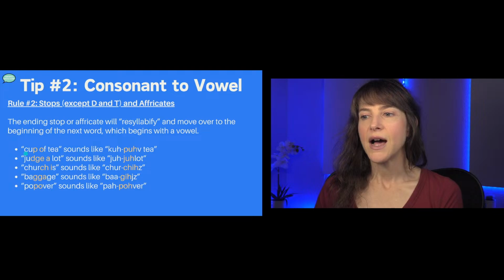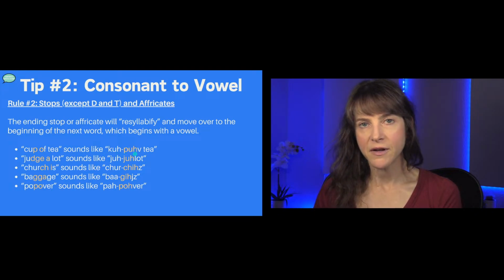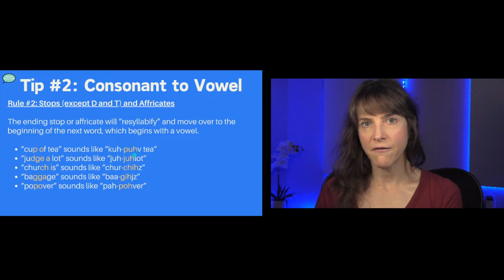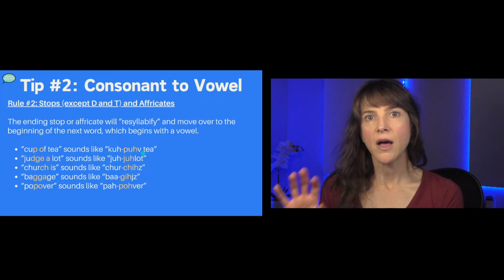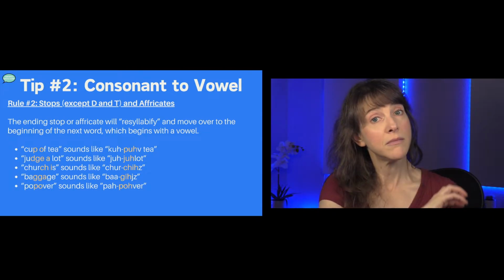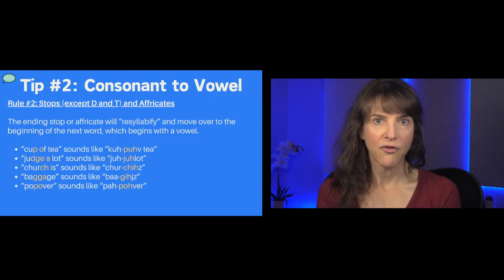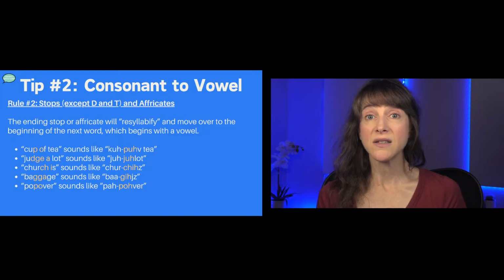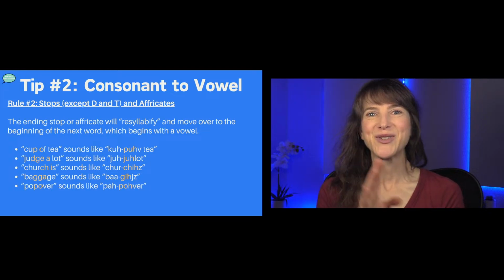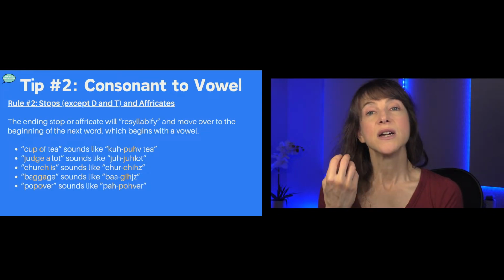So we have a lot of examples here. Cup of tea. It sounds like this. Cup of tea. Cup of. It's not cup of. That P now is going to move over to the next word, cup of. Now, again, this type of linking is not super difficult to imitate. It's just remembering to do it. But as soon as you get it, you're going to hear it and it's going to just kind of flow very naturally. So let's keep going.